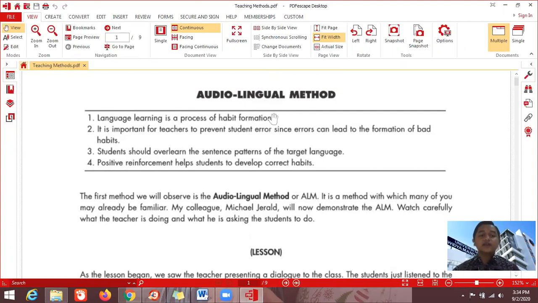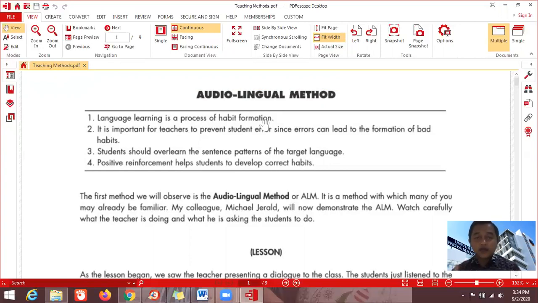Audiolingual method deals a lot with a process of habit formation. I really like this particular method because it forms habits, you know, because when you have good habits, it becomes characters. So if you have good habits in learning English, it will internalize, it will be crystallized, and then it will be part of you basically. And I really like this method because I myself also learned English previously using this method.